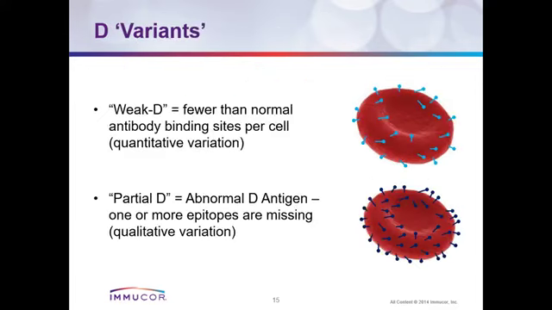Yeah, so let's look at the D variants, which I've already mentioned. The weak D have fewer than normal antibody binding sites per cell, so it is a quantitative variation. And then the partial D have abnormal D antigen, where one or more epitopes are missing, which brings about the qualitative variation. So the quality of the binding site is very poor for the partial D, while for the weak D, it is the number of the normal binding sites.